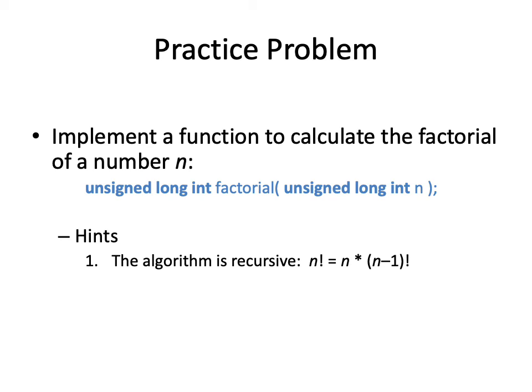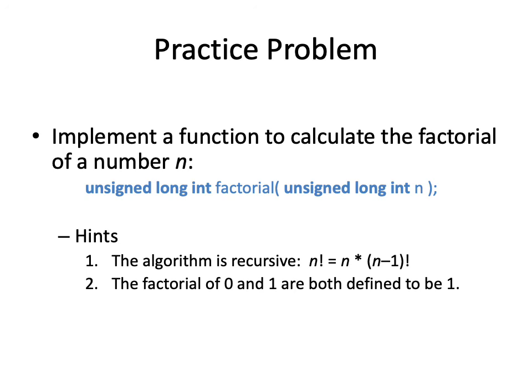The first hint is that the algorithm for calculating a factorial function is recursive. So n factorial equals n times n minus 1 factorial. So if n equals 5, this is saying that 5 factorial equals 5 times 4 factorial. Does that work? Yeah. 5 times 4 times 3 times 2 times 1, which is 5 factorial, equals 5 times 4 factorial, which is 4 times 3 times 2 times 1. So you can write it as a recursive function.